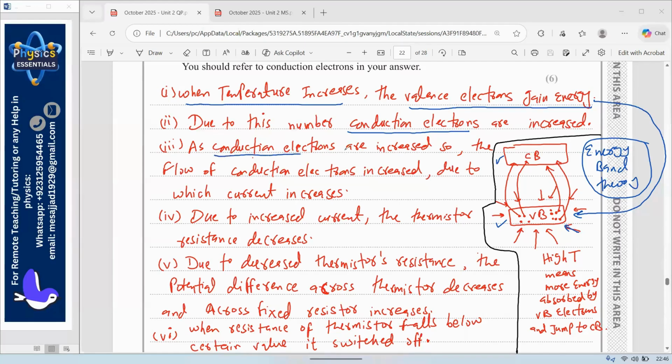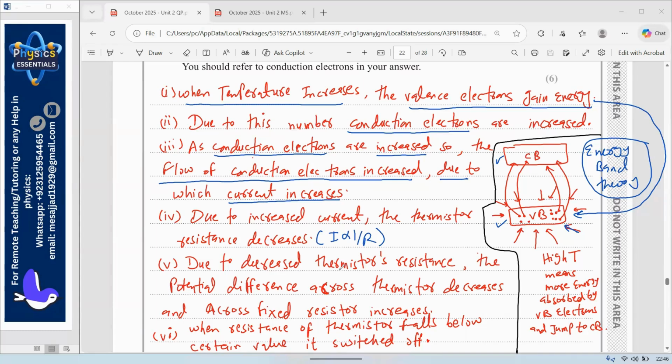And as the conduction electrons are increased, we know that the flow of current is only because of the flow of the conduction electrons. So we say that the flow of conduction electrons has increased, due to which we will say the current increased. And we know that there is an inverse relationship between current and resistance. So if the current has increased, then the resistance is definitely going to decrease for the thermistor.